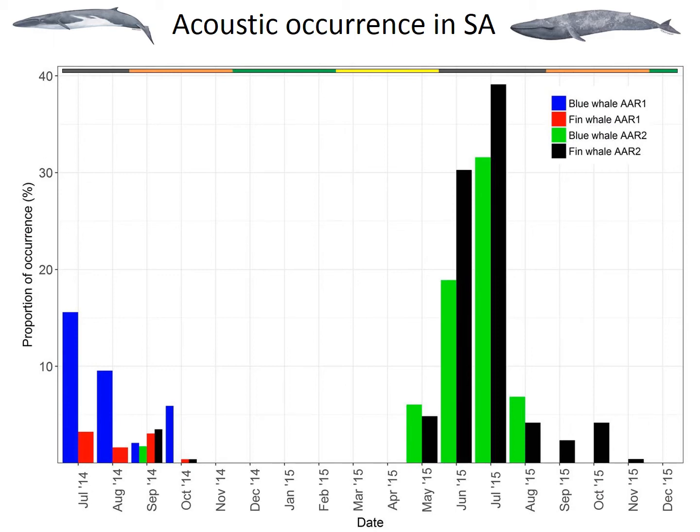And now we'll show you some of the results of the acoustic occurrence of blue whales and fin whales in South Africa. One of the key things I must indicate is that my slides will have pictures of the whales which I'll be talking about. In this case, it's a blue whale and a fin whale. Just in case you don't remember what I'm talking about, you can look at the picture and be able to identify what species I'm talking about.